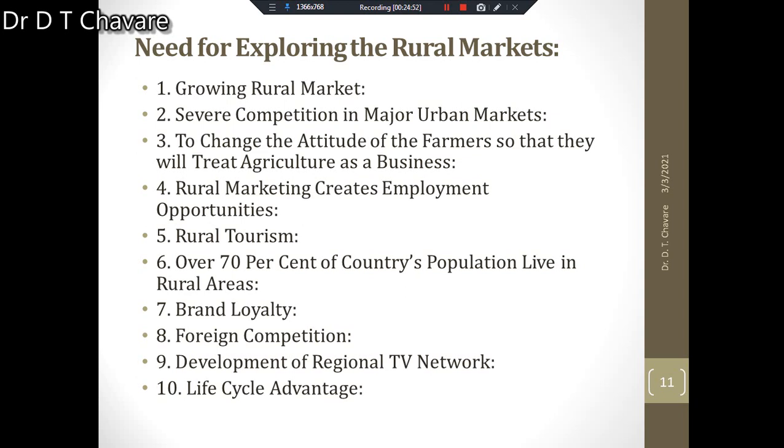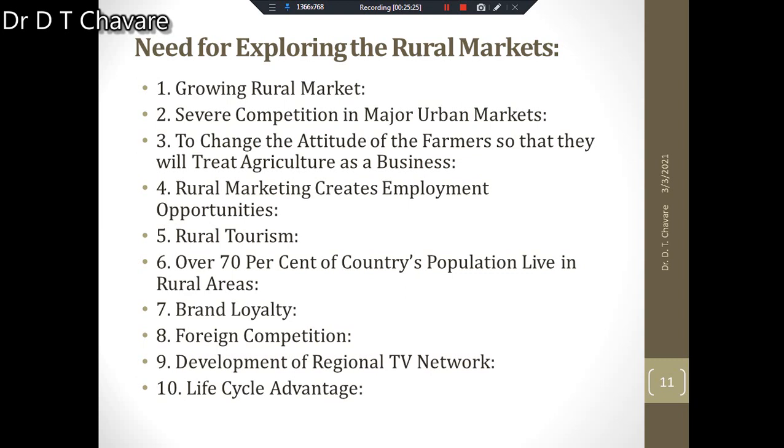Then over 70% of the country's population lives in rural areas. As I already told you, more than 70% of people are living in rural areas. That's why rural marketing should be developed, and rural markets should be developed. Different types of modern and modified facilities should be made available in that area.